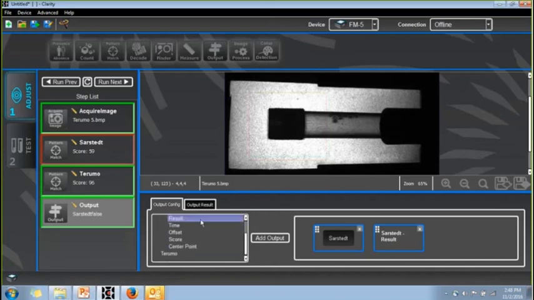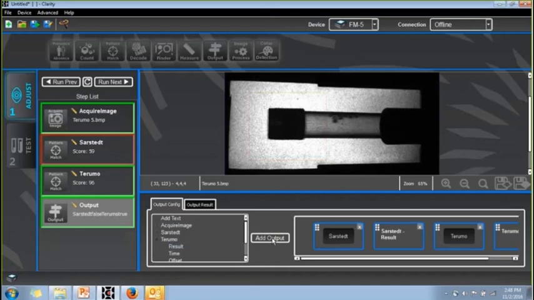And then the last thing I would do, I probably would add my Terumo. Well, let me change that. I'll add text. This says Terumo, and I would add the Terumo result as well. I think you get the idea. Oops, result, and add that to the output.